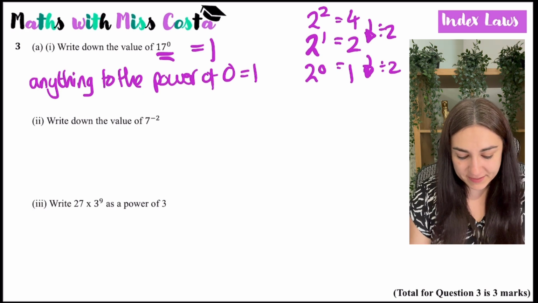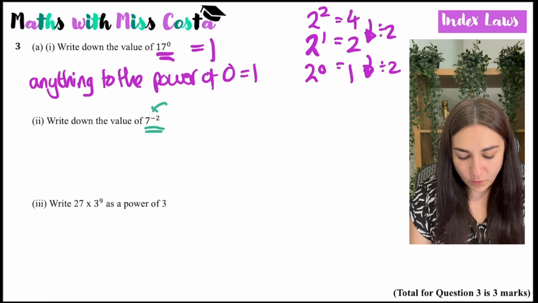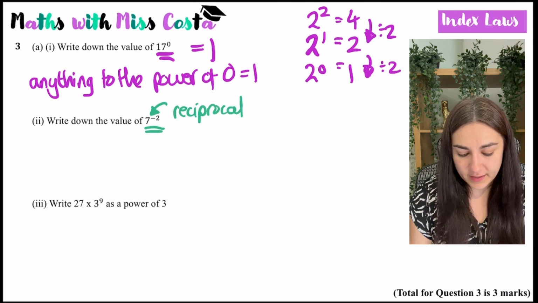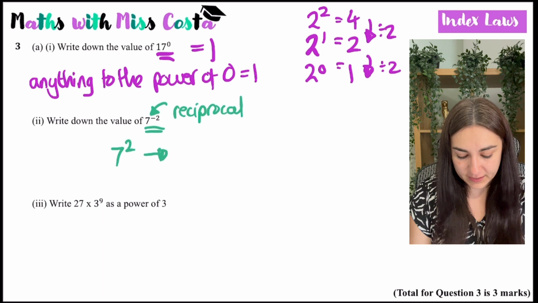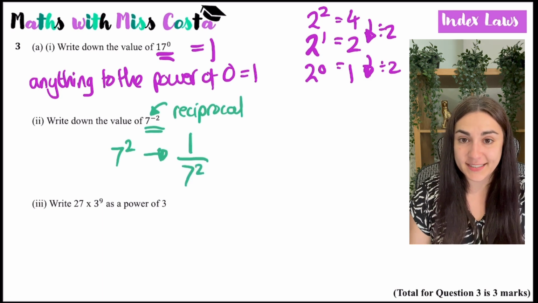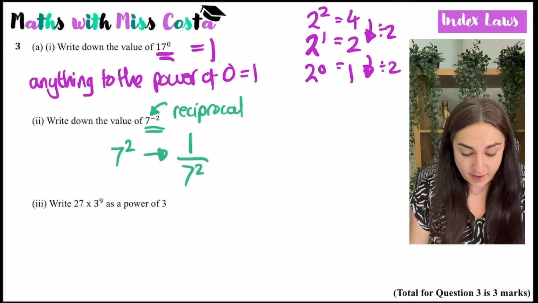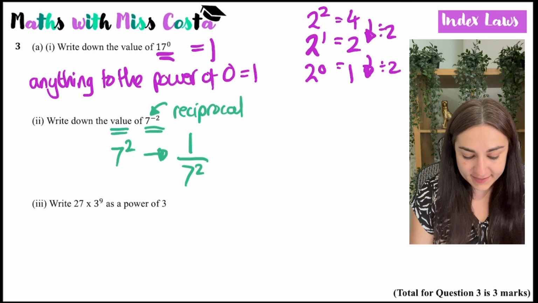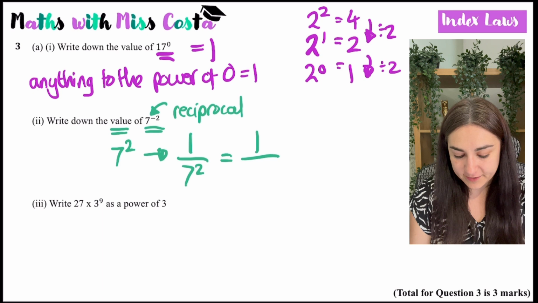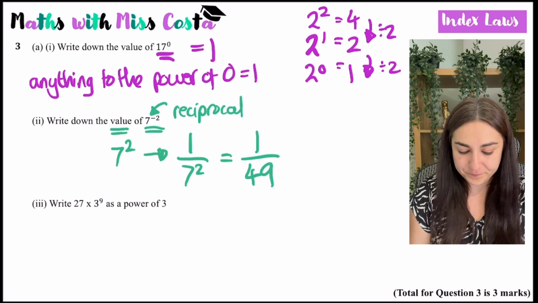Next, we've got 7 to the power of minus 2. And what this means is you basically want the reciprocal. So imagine 7 without the minus is 7 squared. The reciprocal of that would be 1 over 7 squared. So the negative sign just says write it as 1 over itself without the negative. And I'm asked to write down the value of it, so I need to work it out. So that is going to be 1 over 49.